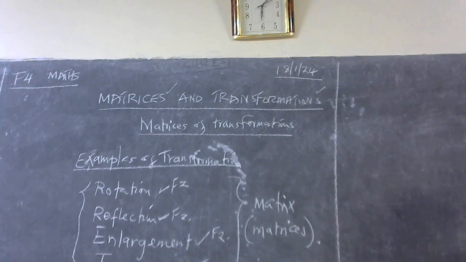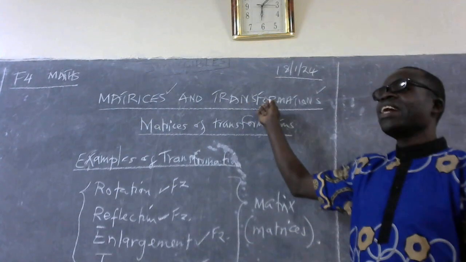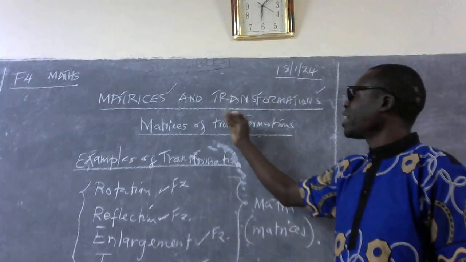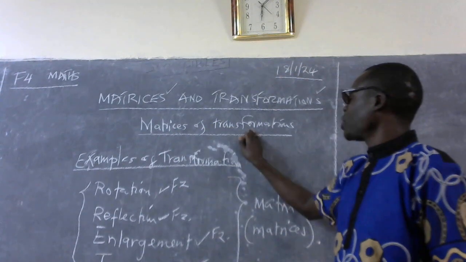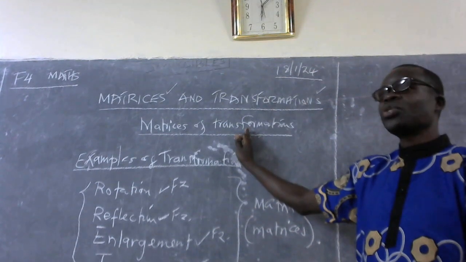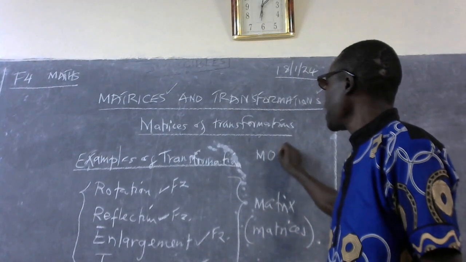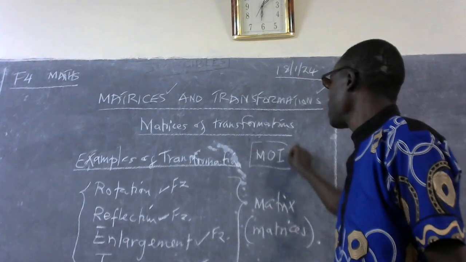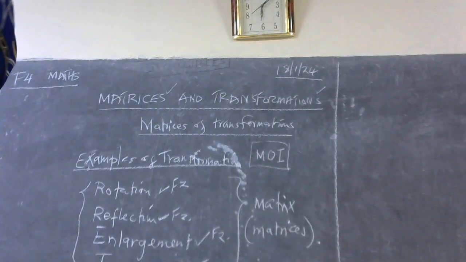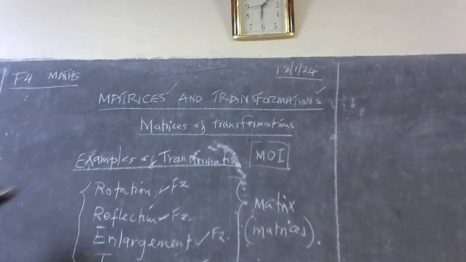It looks like two topics in one. Matrix is done in Form 3, transformations are done in Form 2. So matrices of transformations are those matrices which will be used to carry out a transformation, and the order is matrix, object, image. That is the order. We shall have a look at the following. So we'll rub out that part and then introduce the matrices.